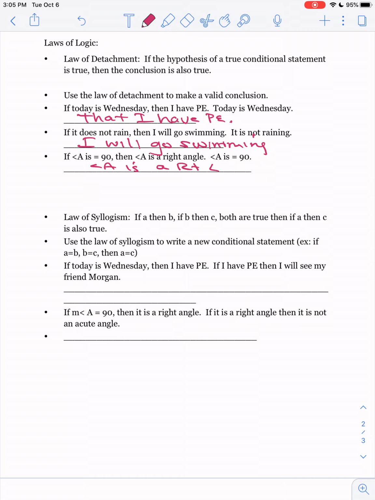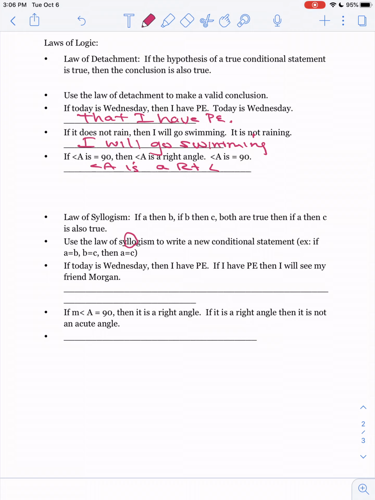The second law is called the law of syllogism. It says if A then B, and if B then C are both true, then we can just say that if A then C. We can get rid of the B's in the middle. They're redundant. The way I remember this one is the 2 L's in the middle of syllogism, because we have those 2 B's in the middle.